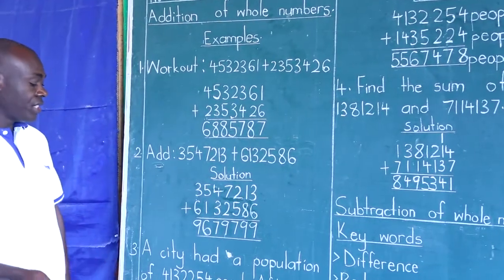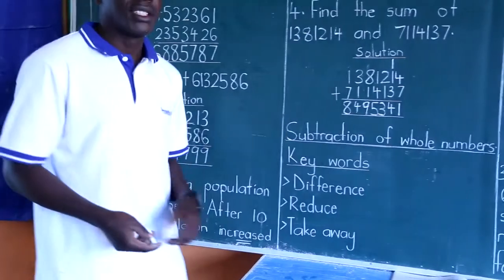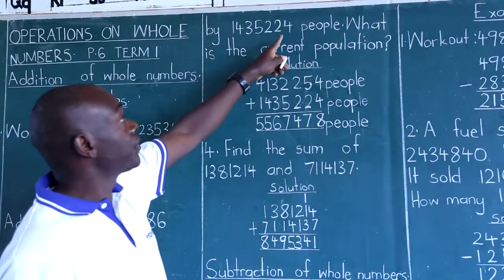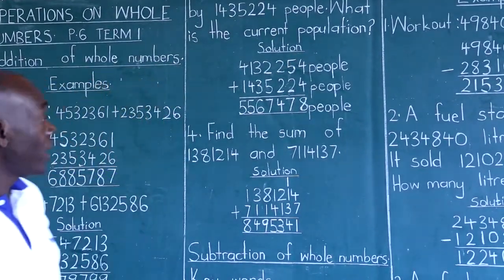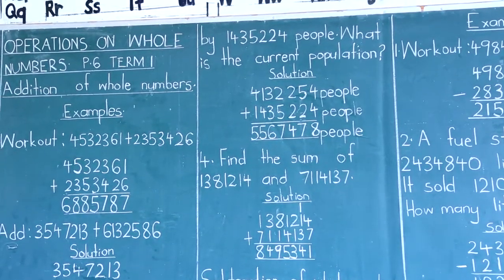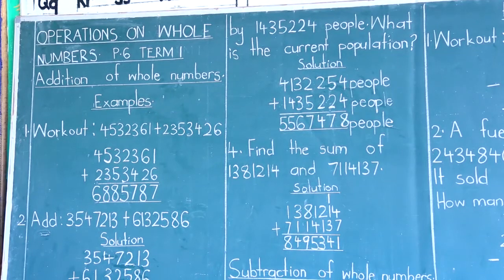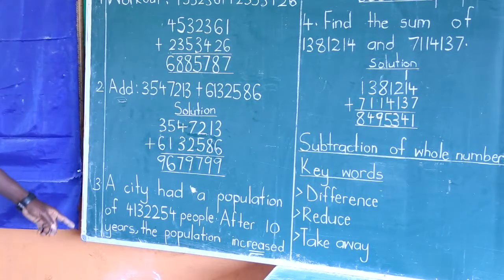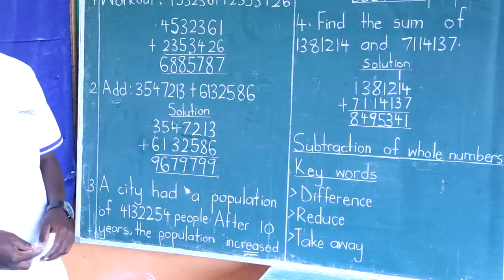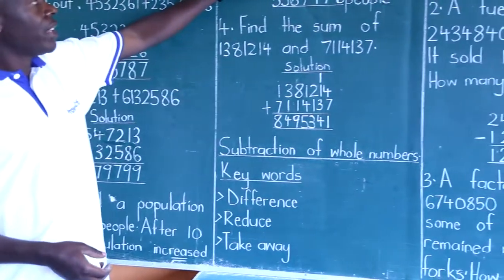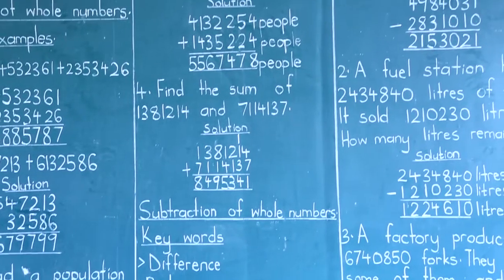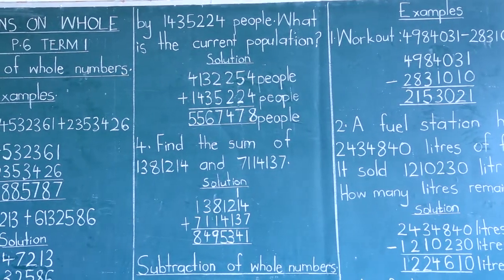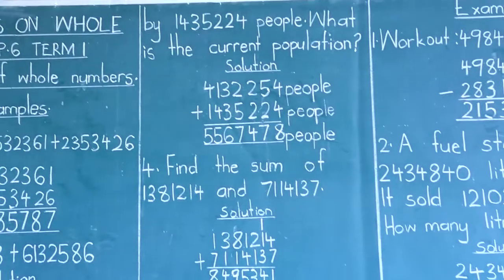Now, they are saying after 10 years, the population increased, was added on by this number of people, 1,435,224. So now you are then going to increase or add the other number, 1,435,224, to the existing population or number of people of 4,132,254. So, because of one increase, that's when we introduce the plus sign of addition. Here, no one is going to tell you to add, but look at the keyword which will cause that operation to be used, that is the addition.